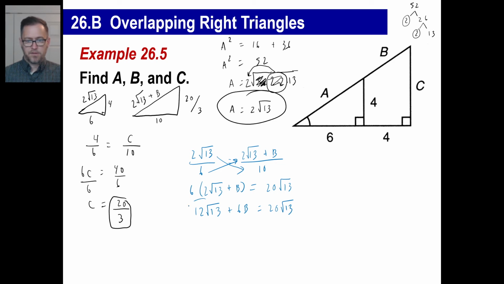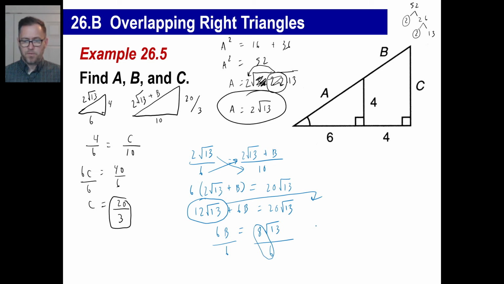All right, this is a like term that needs to be shoved over there. So if we do the shoving, we got 6b equals 20 square root of 13 minus 12 square root of 13. That gives us 8 square root of 13. The last thing we do to solve for b is to divide by 6. There she blows. And since these two numbers are divisible by 2, you can reduce that, and that'll be 4 square root of 13 over 3. And that is the side length of b.